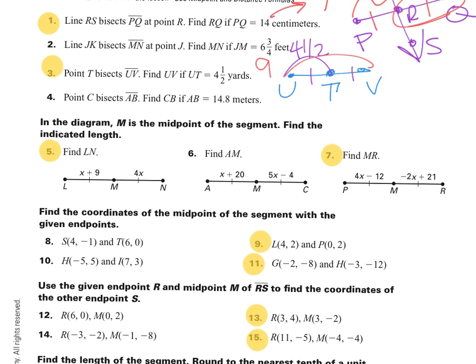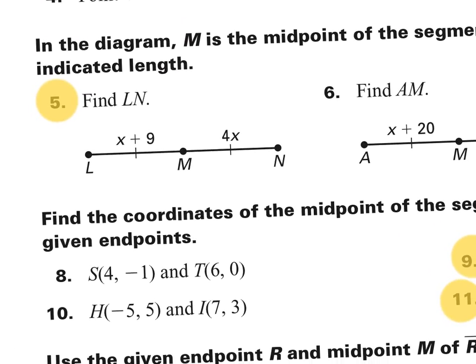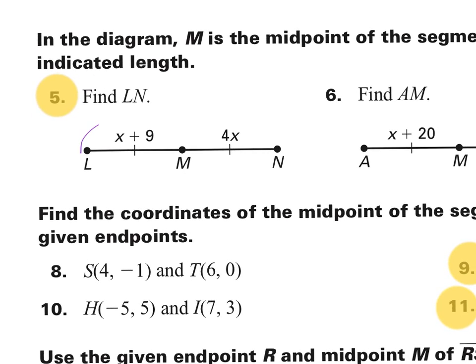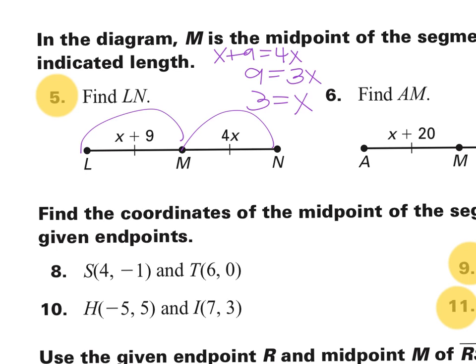Numbers 5 and 7, the directions say in the diagram, M is the midpoint of the segment, find the indicated length. So if I've got these two being congruent segments, that means x plus 9 would equal 4x. Subtract the x, 9 equals 3x. Divide by 3, and x is 3. And then it says find the indicated length, so once the whole thing, 2 choices, plug it back in either spot, so I'd get 12 plus 12, or do one of it and double it, because it would be the midpoint.